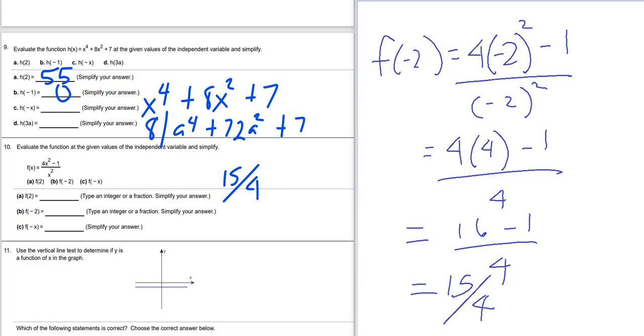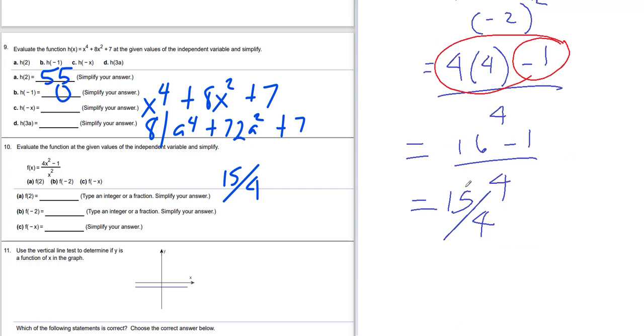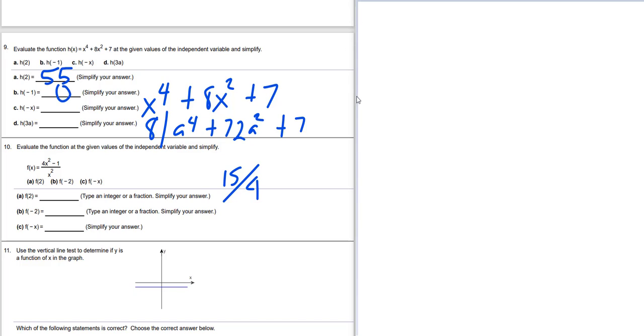No canceling of these right here. That would be bad. That would not be allowed, and neither would this 4 with this 4. And the reason for that, this minus 1 has to stick with the other term in the numerator. So just do the entire numerator, the entire denominator, and then at that point you can divide it or reduce it if it's necessary. And the last one in this problem, number 10, is to find f.